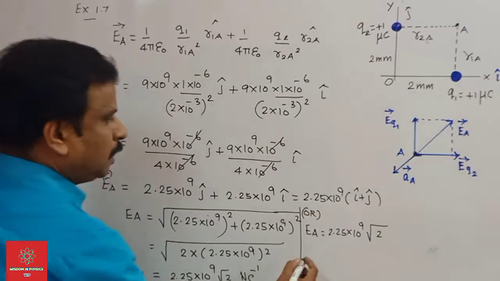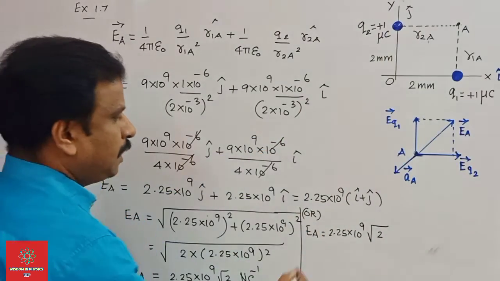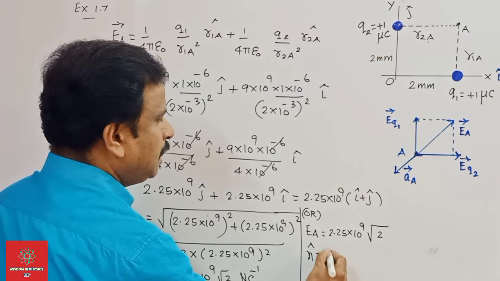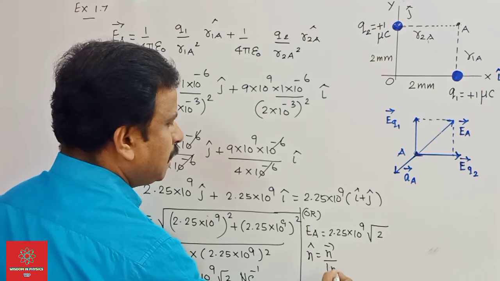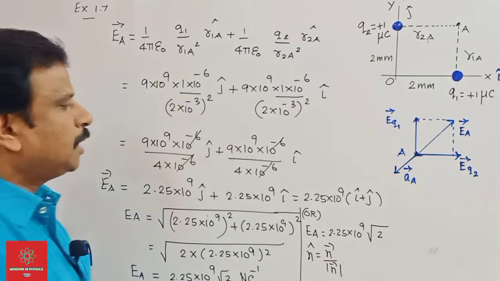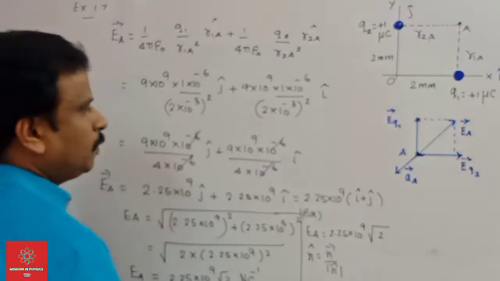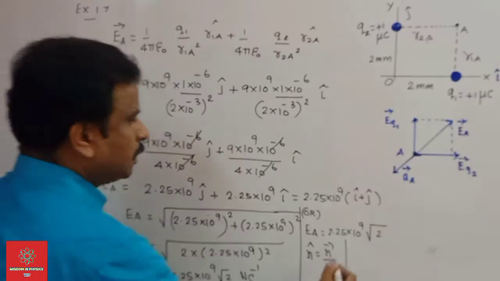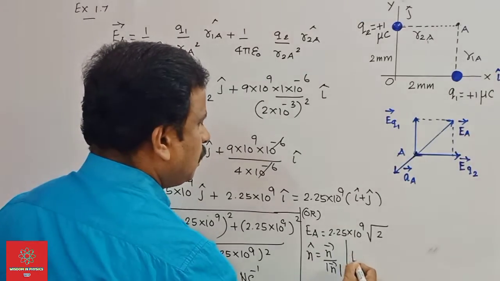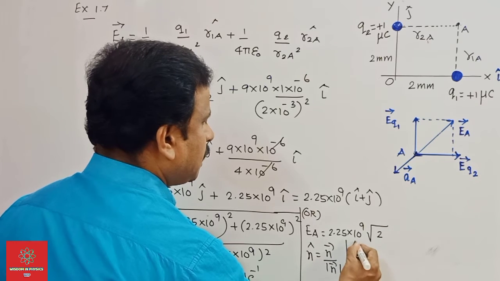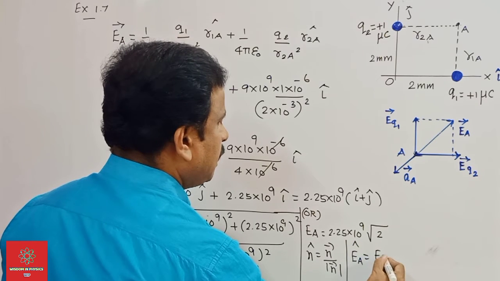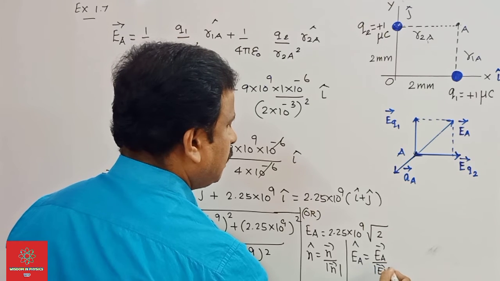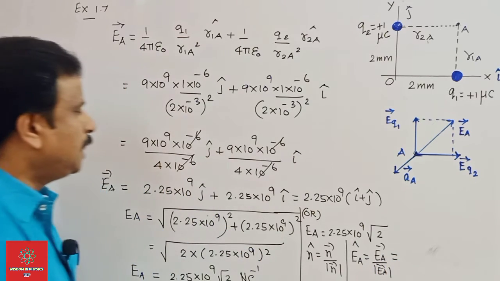Now let's go to unit vector along this way. So to find the unit vector, n cap is equal to n vector divided by modulus n vector. This is the formula to calculate the unit vector. So for this, to find out the direction EA cap, that can be written as EA vector divided by modulus EA vector, right? And this will be equal, what is your EA vector?